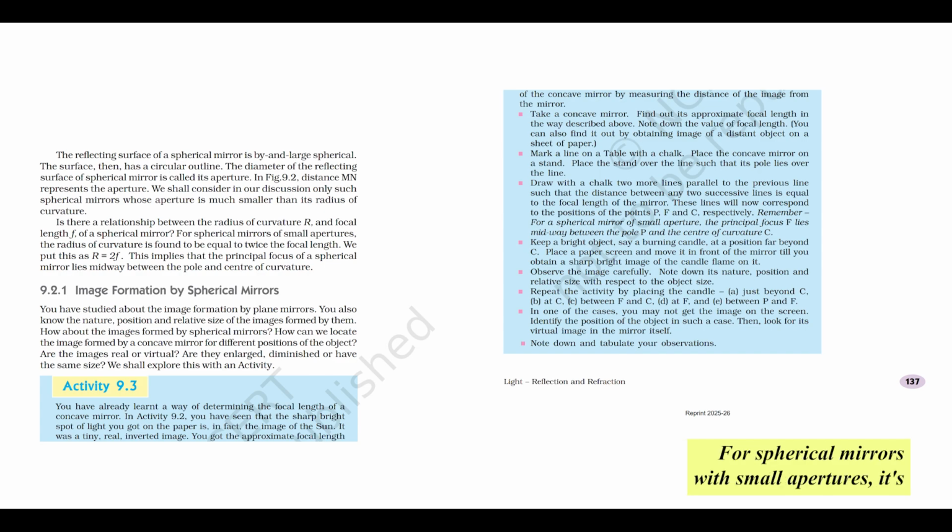For spherical mirrors with small apertures, it's experimentally found and can be geometrically shown that the radius of curvature is exactly twice the focal length. This gives us the vital formula: R equals 2F. So the radius is double the focal length. Precisely. Or, put another way, the focal length is half the radius of curvature.